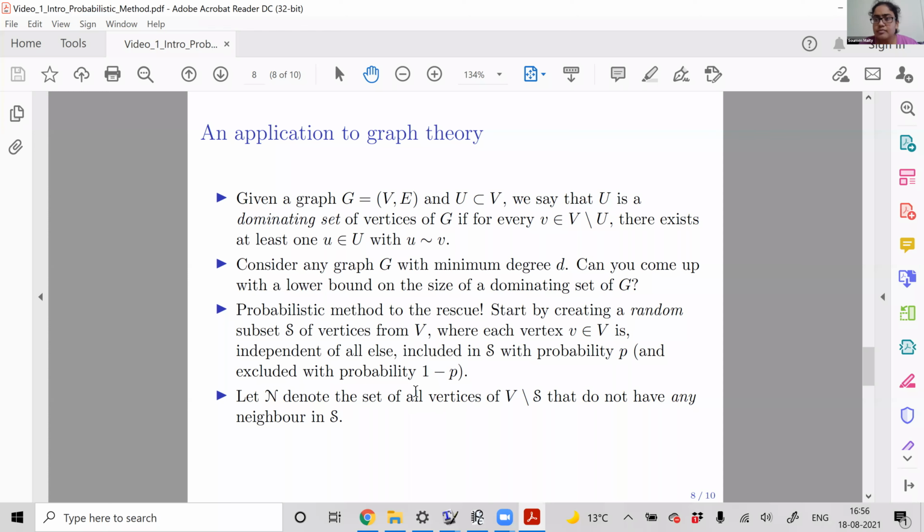And you do this independently over all the vertices of the graph G, which means that the coin tosses are independent of one another. For those of you who are familiar with the term, this is basically what we call site percolation with probability P. So you end up generating a random subset of vertices via this procedure.